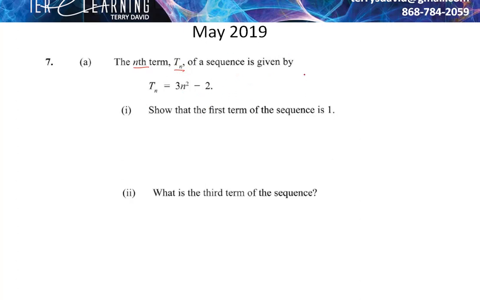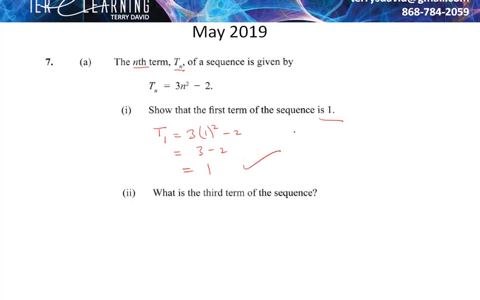Show that the first term in the sequence is 1. Now, all you're really doing here, you have the formula for the nth term. So for the first term, t1, all I'm going to do is substitute n equal to 1 into the equation. This will be 3n squared minus 2, so it's 3 multiplied by 1 squared minus 2, which is equal to 3 minus 2, which is equal to 1. So we've just shown that the first term of the sequence is 1.